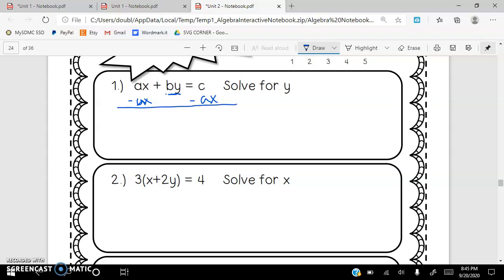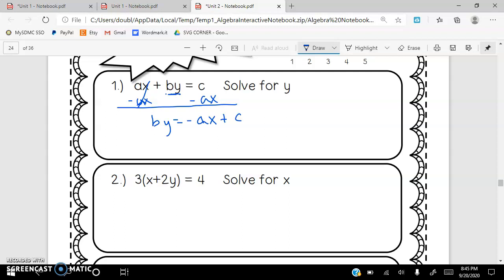So ax minus ax, and I know it sounds strange that we're subtracting variables, letters, but we do in math, equals, let's bring that b down, equals negative ax plus c. And we got to remember that negative ax and c don't combine because they're not the same variables.